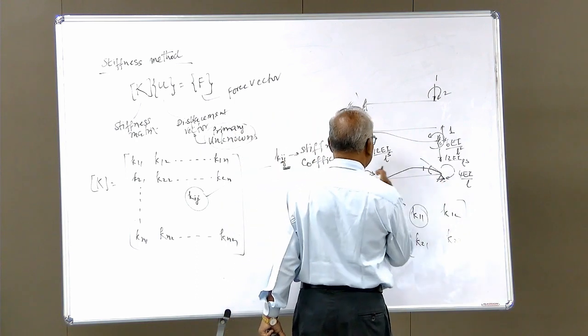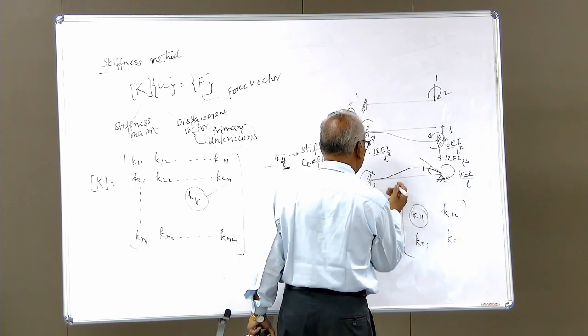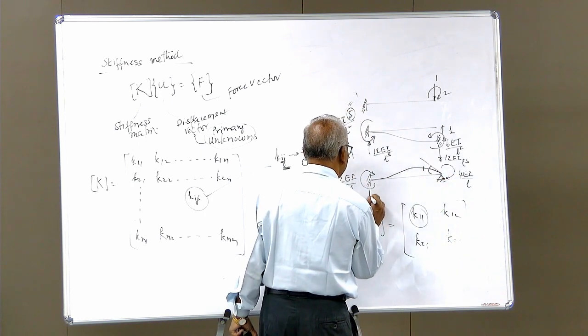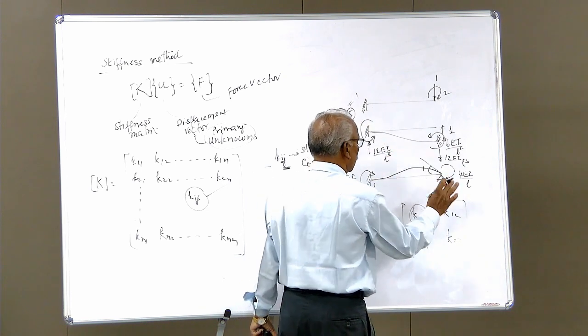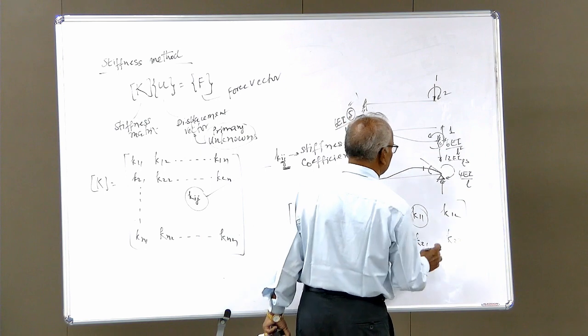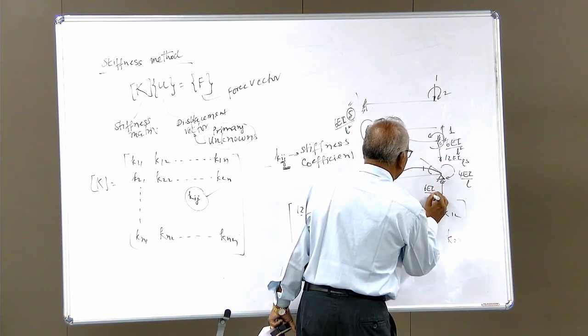Now, this is clockwise, this is clockwise. When you find out the reaction, this is clockwise. So the reaction here will be downwards. The reaction here will be upward. By taking moment about one end, you can find out the reactions. So basics. So this reaction will be 6 EI by L square.